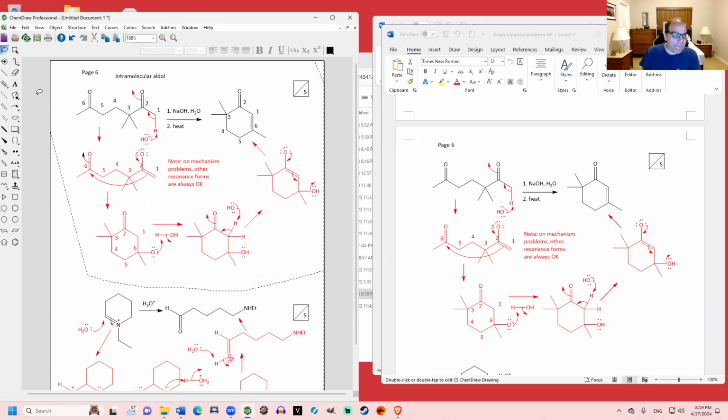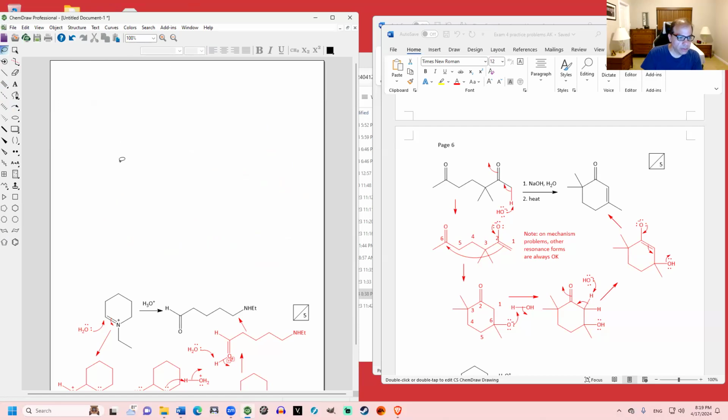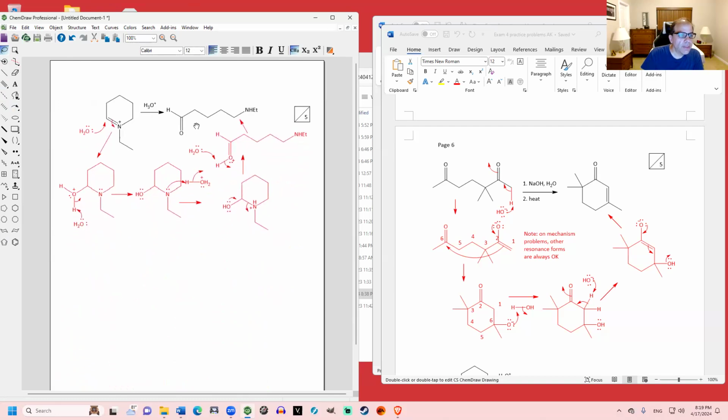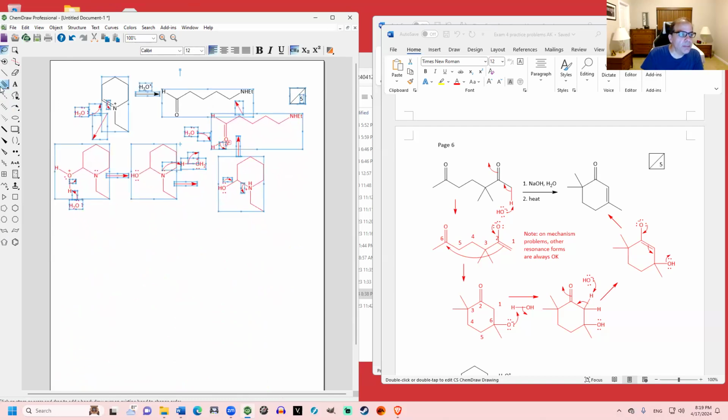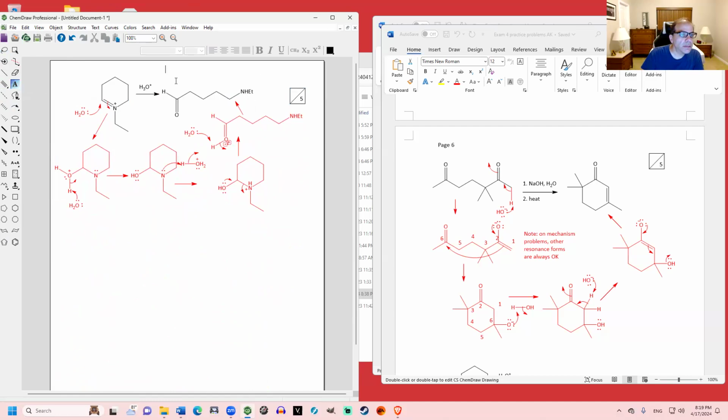Good, and the last reaction is hydrolysis of an iminium, which is normally part of the enamine reaction. The only added twist is that the iminium species happens to be cyclic. So that means that the aldehyde that we get and the amine stay in the same molecule.